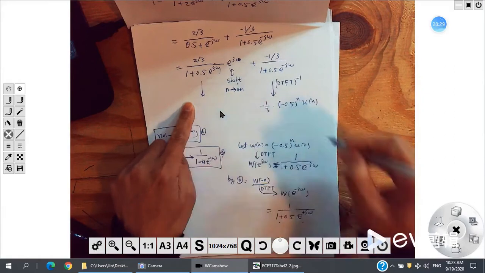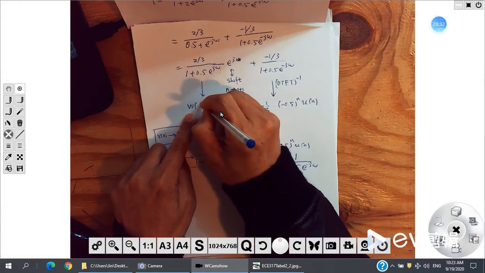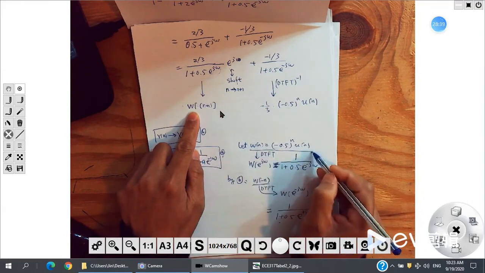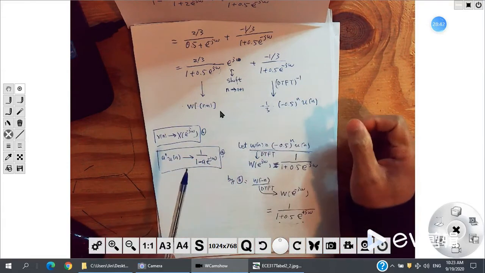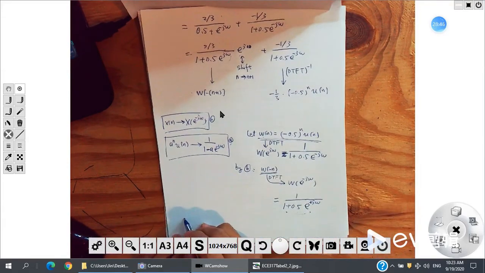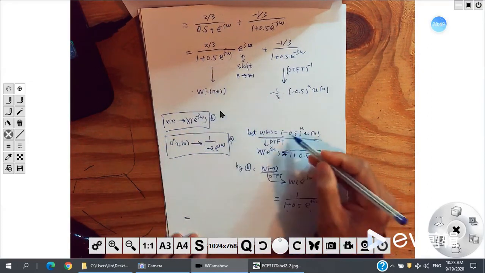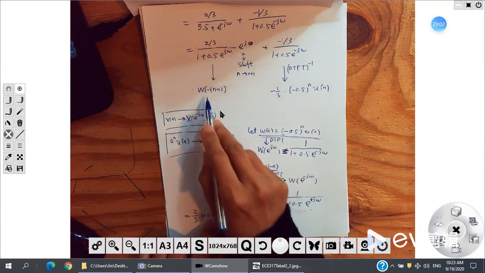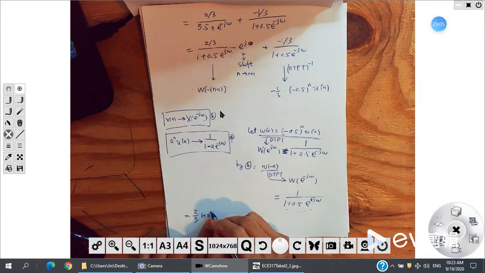This will be W of negative n, but with n replaced by n plus 1. And W is this one. Alright? Okay, now we have our result right here. It is W this one, and the coefficient I have is 2 over 3, and then W negative 0.5 to the n, but now this n was replaced by negative n plus 1, so it's negative n plus 1, and the u of n is u of negative n plus 1. Okay, this is this.